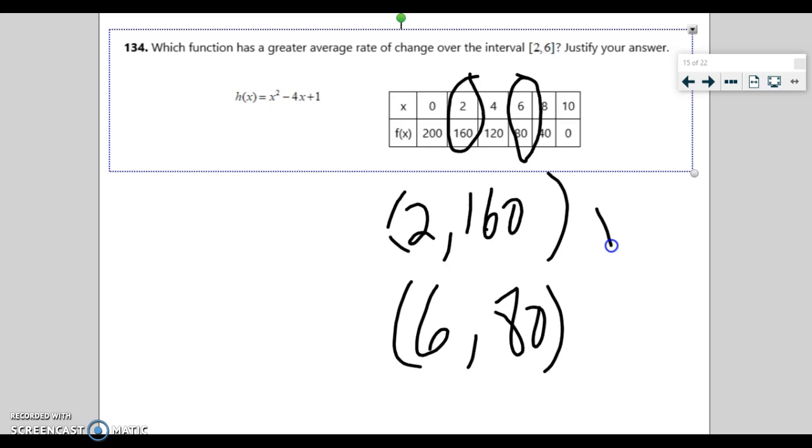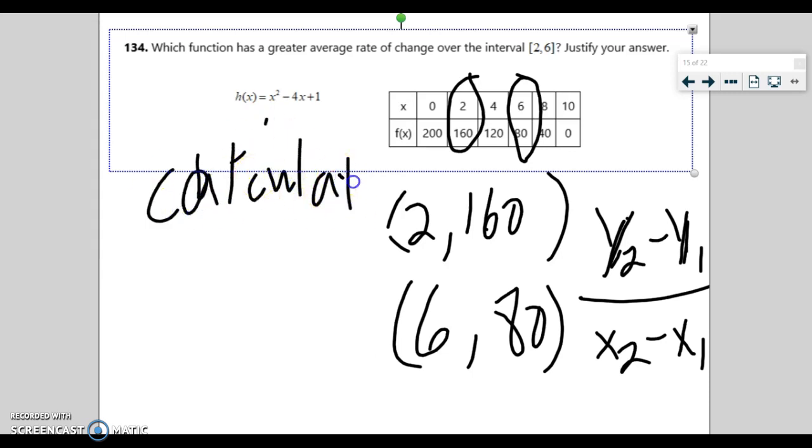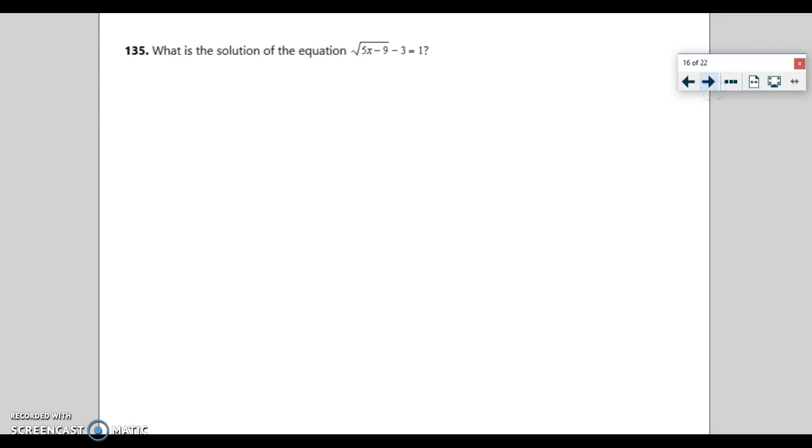And I'm simply going to use the formula y2 minus y1 over x2 minus x1. Here, use a calculator, and then get your numbers for 2 and 6. Then you figure out which one has a greater change. Sorry, I'm speeding through them down to 4 minutes.